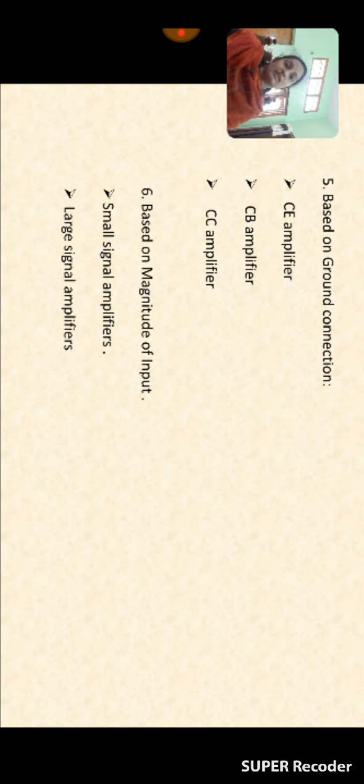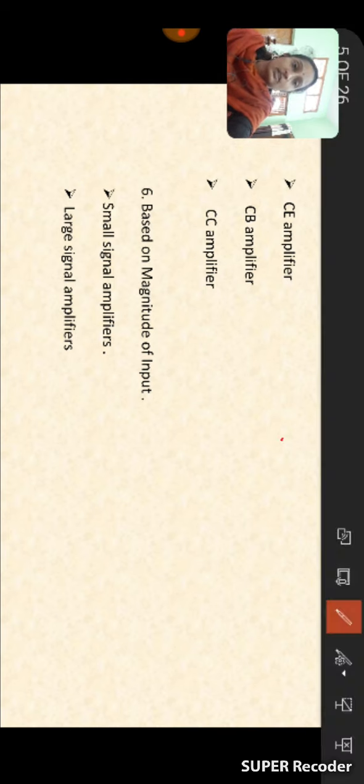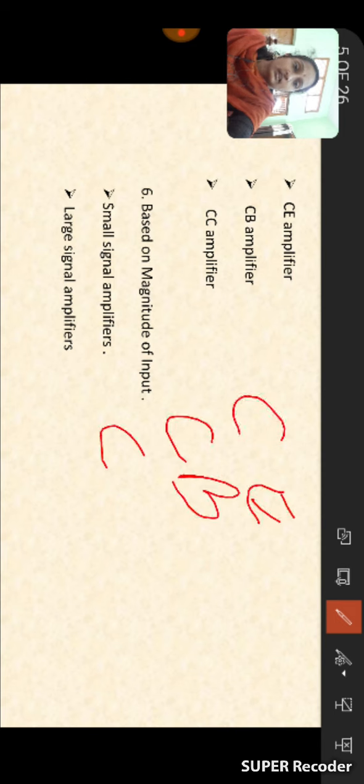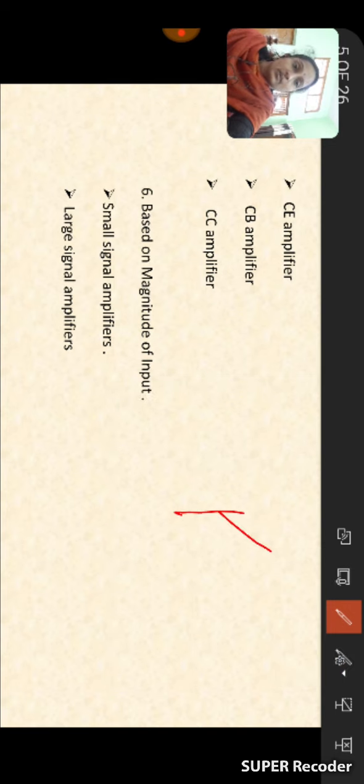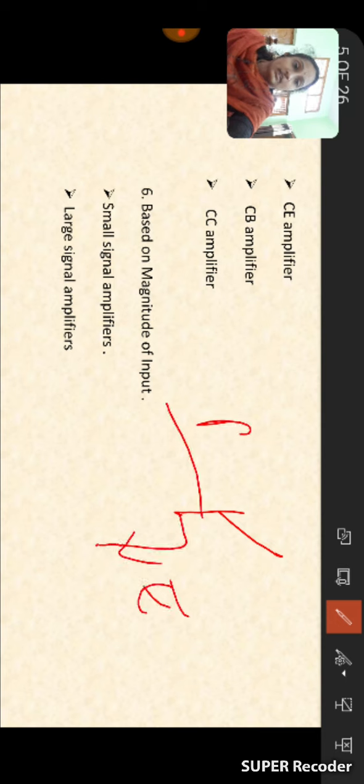So the amplifiers are available in how many number of configuration? Three configurations. What are the three configurations? Common emitter configuration, okay, and common base configuration, common collector configuration. And what is meant by common emitter configuration? If the input is connected in between emitter and base, and the output is accepted from collector and emitter.